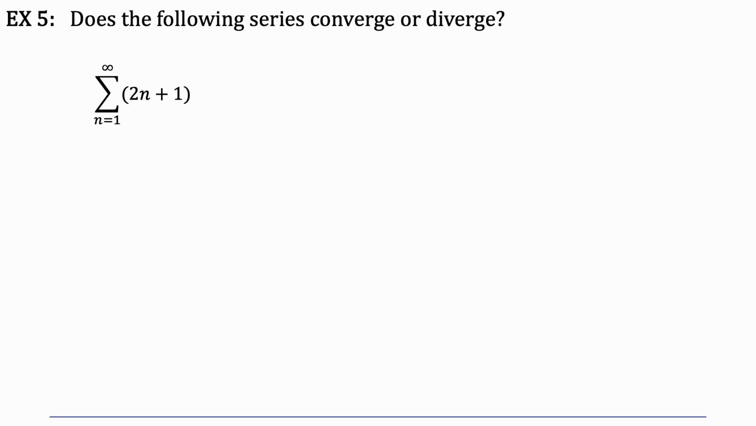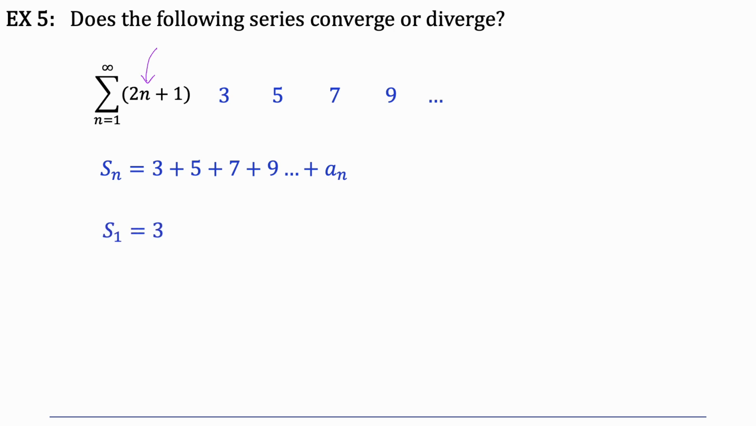Example 5, does this series converge or diverge? Again, let's just start by seeing what happens. Let's put some terms out there. If n equals 1, we just plug in 1 for n. We've got 2 times 1 plus 1, which is 3. If n equals 2, it's 5. If n equals 3, it's 7, then 9. Okay. So this series is going to be 3 plus 5 plus 7 plus 9.